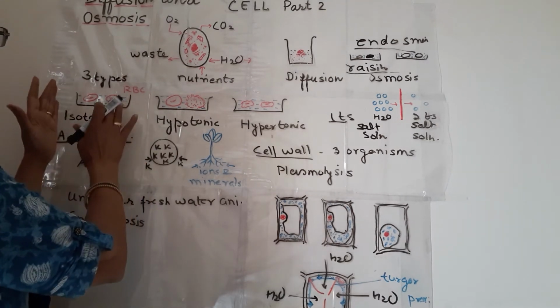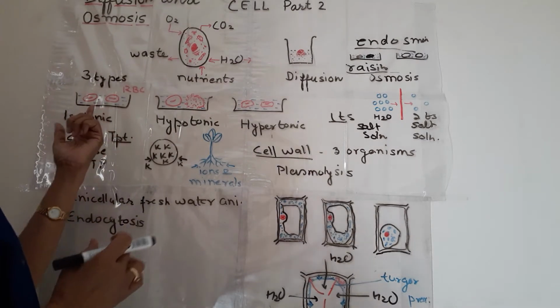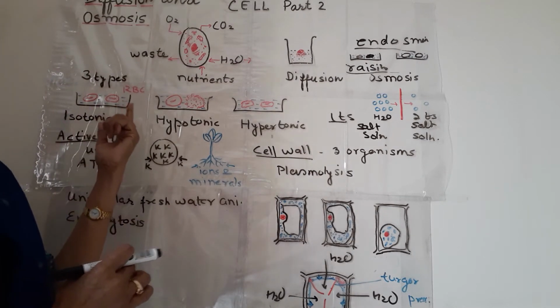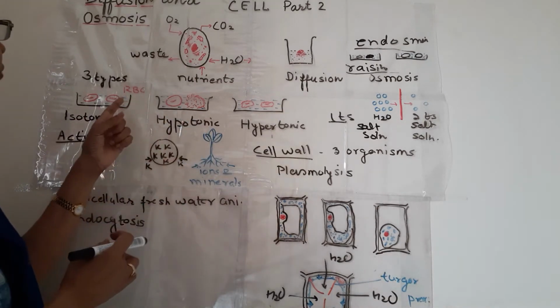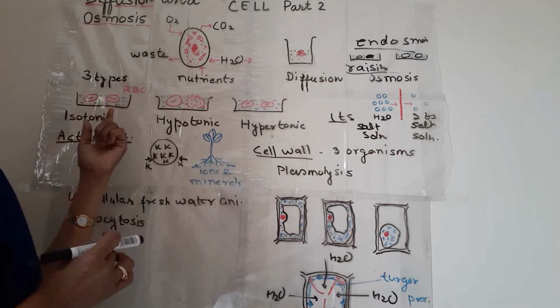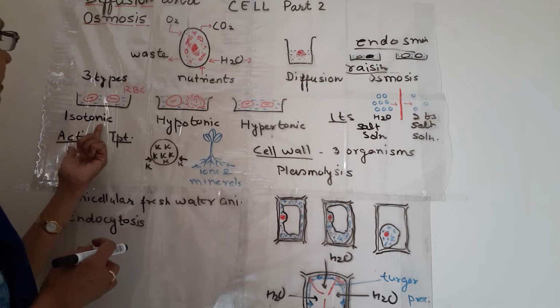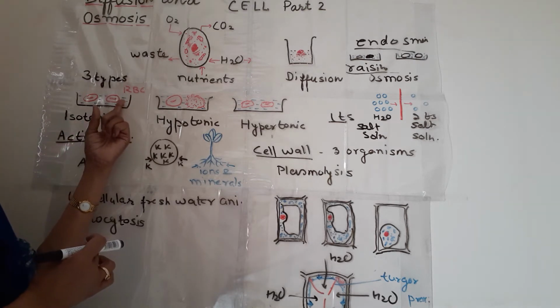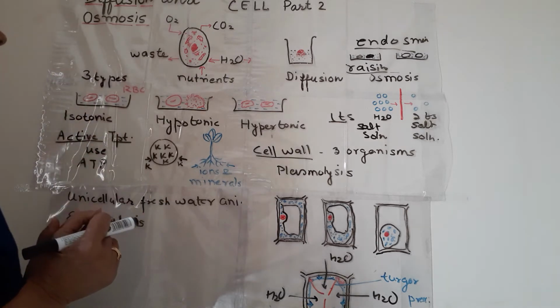So if we put RBCs in isotonic medium, they will be as they were. They will not swell, they will not shrink. The water goes in and water comes out and they will be like the original one. So if isotonic solution is there, the concentration of solution outside and inside the RBC is the same.